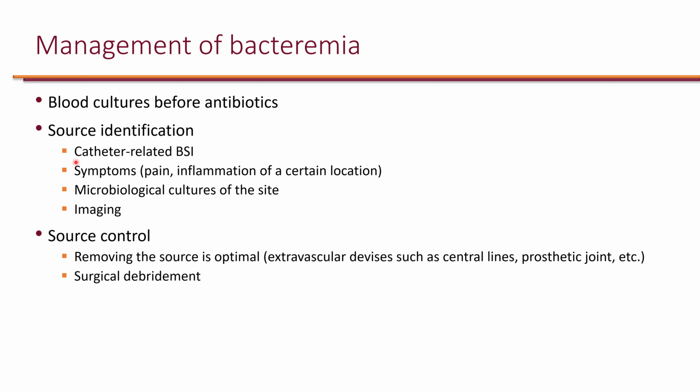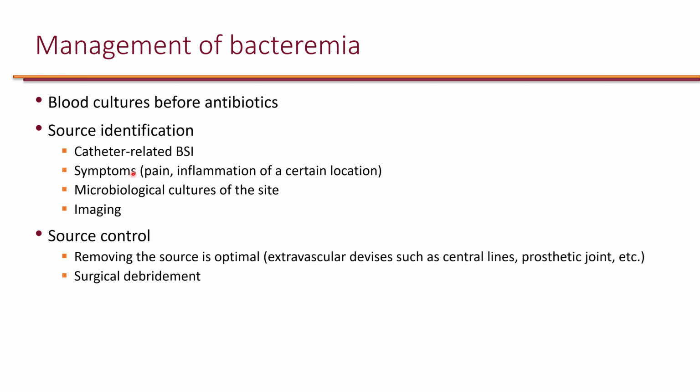Catheter-related bloodstream infections would mean that the catheter will have to be removed and replaced with a new one. If there is a catheter in place and you suspect that it is the source of the bacteremia, the catheter tip, for example, can be cultured to see if it grows something that matches the blood culture.